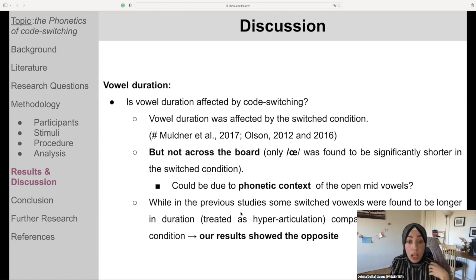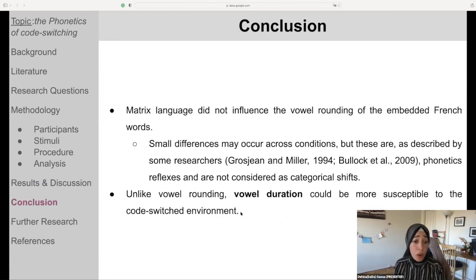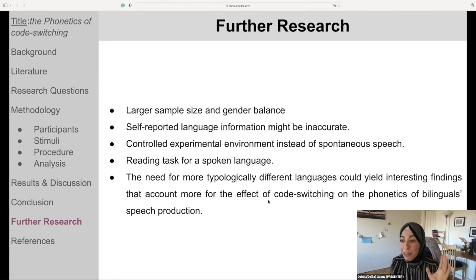Overall, our results for vowel duration showed different results compared to previous studies. As a conclusion, for vowel quality, code switching didn't really affect it. There was a shift, but we could consider that as phonetic flexes and not a categorical shift. Whereas for vowel duration, maybe the suprasegmental features are more sensitive to code switching than vowel quality. And further research, this is my final slide.